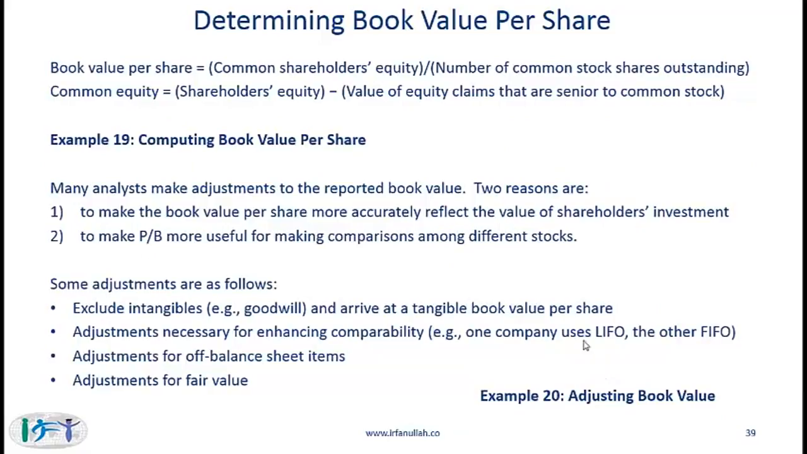How do you determine book value per share? It's fairly straightforward. You have to first come up with the common shareholder equity and then divide by the number of common shares outstanding, because the price is on a per share basis, so the book value also has to be on a per share basis. How do you come up with shareholder equity or common equity? So you come up with shareholder equity and then also subtract any equity claims that are senior to common stock. So for example, preferred shares, any of those claims also need to be subtracted. So you are purely dealing with common equity.